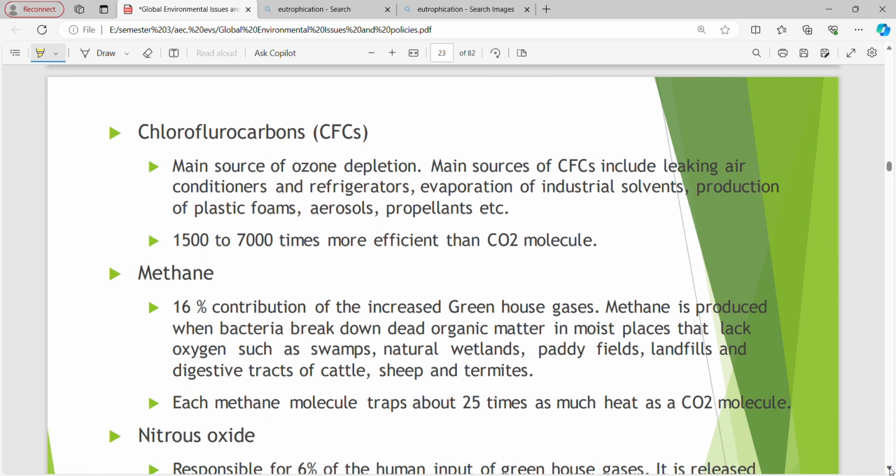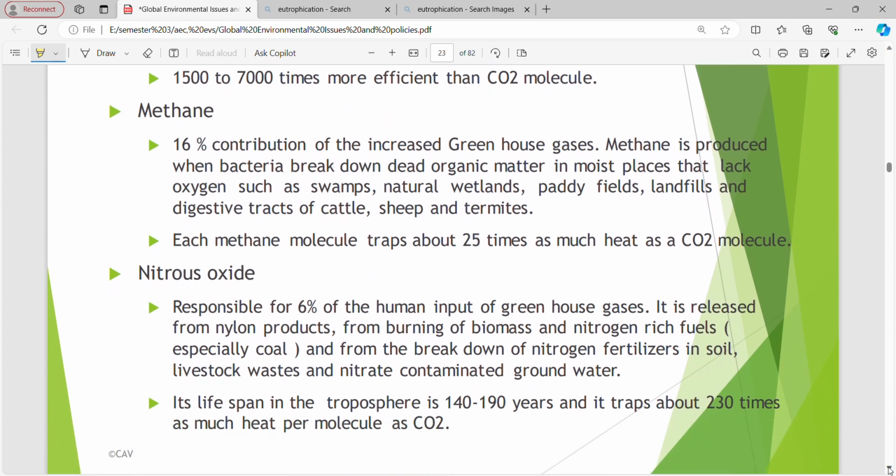Next is chlorofluorocarbons, CFCs. They are 1500 to 7000 times more efficient than CO2 molecules. The main source of ozone depletion is CFCs. The main sources of CFCs include leaking air conditioners, refrigerators, evaporation of industrial solvents, production of plastic foams, aerosol propellants, etc.